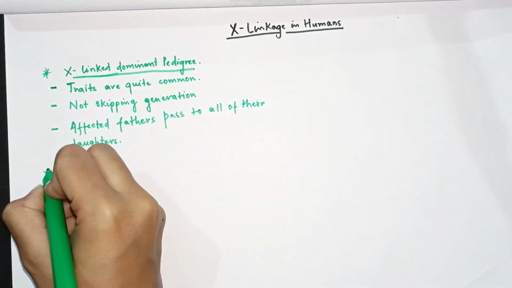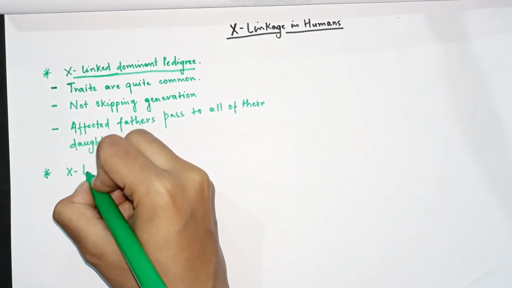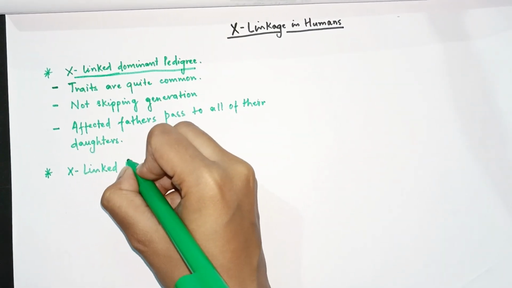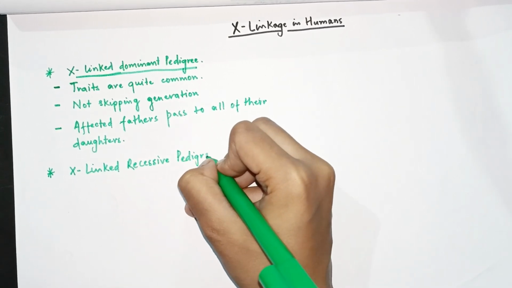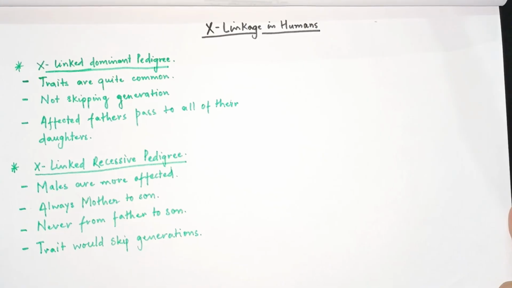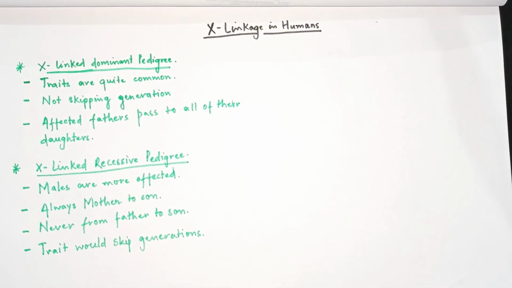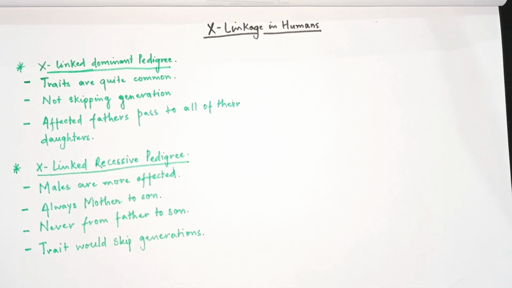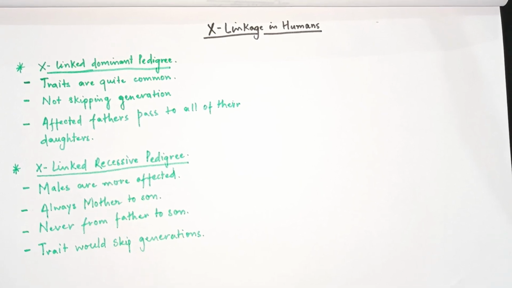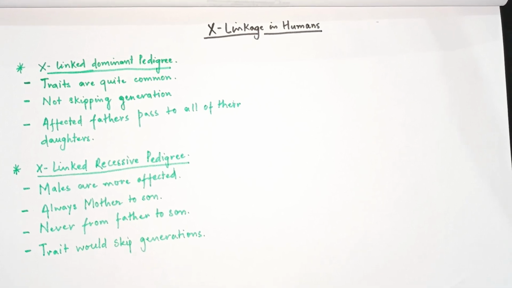Now, X-linked recessive pedigree. In an X-linked recessive pedigree, males are more affected and it is always mother to son, never from father to son. So males are affected because they have a carrier mother or affected mother, because of which males are more affected and females become carriers, and traits would skip generations because it's a recessive pedigree.